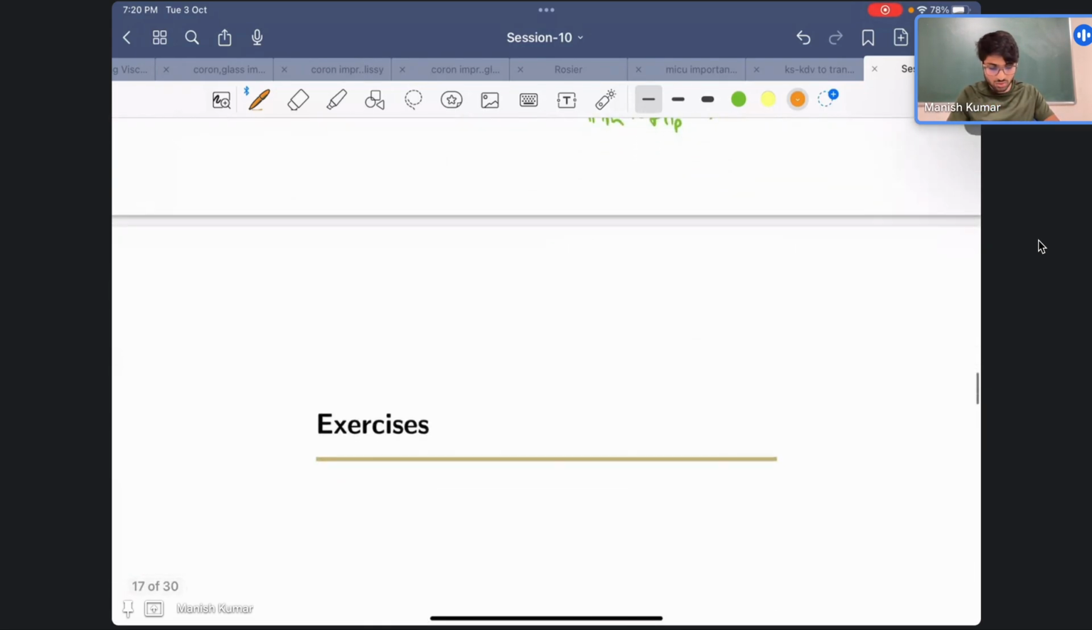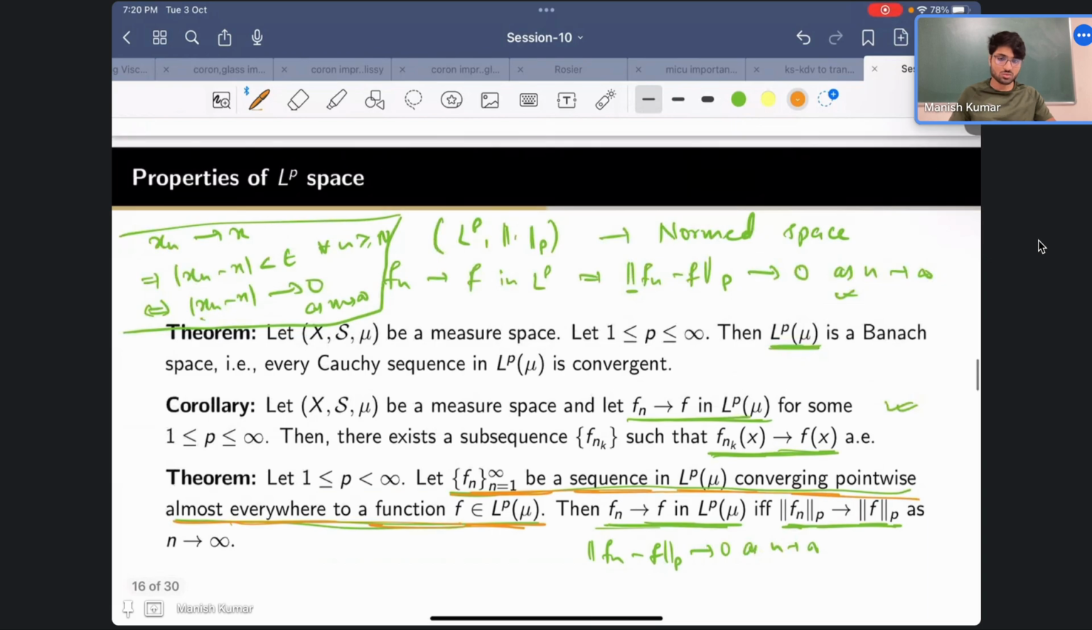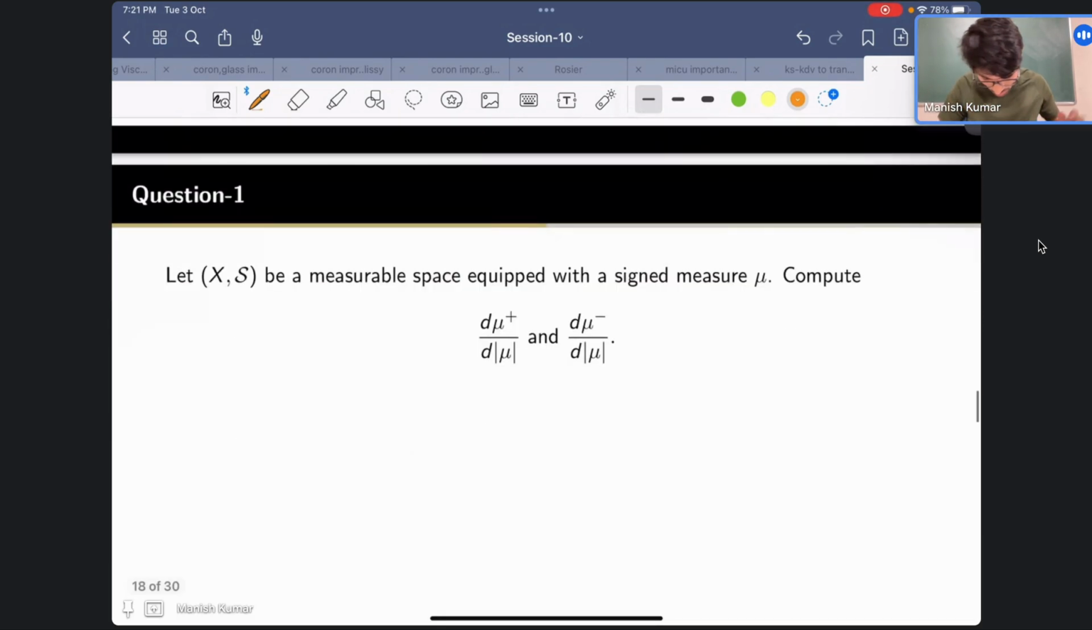So that's all. Do you have any doubts regarding whatever I have said so far? Then we'll move to some problems. Is everything fine till here? Okay, so now let's move to some problems.